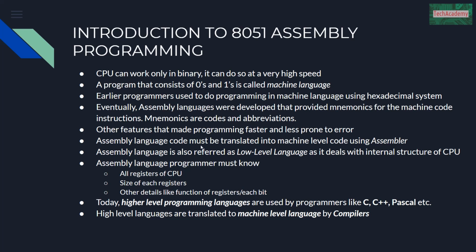Again, assembly language code must be translated into machine level language using an assembler. So there is one program which is the assembler, which is doing this job of converting our assembly language code into machine level language. Okay, so at the end we know the CPU only understands this binary language. So how does assembly language code get converted? So this assembler does the conversion of assembly language into machine level language or binary language.